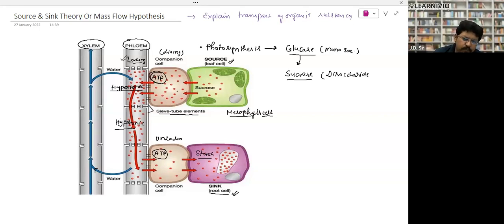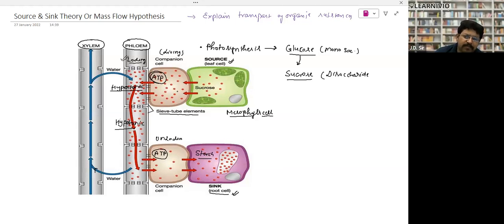Now, what happens when food reaches over here? The concentration increases. Due to this high concentration, here is a hypertonic solution. Now, what will happen? Water will start moving from nearby xylem element.